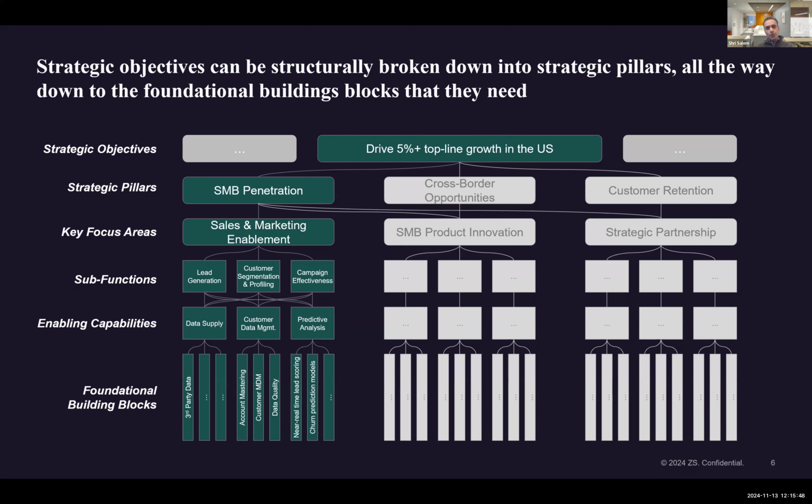So one of the objectives for this client was, okay, we need to drive 5+% top line growth in the US, right? And the levers that were responsible for driving that would include small and medium business penetration. So that was a customer segment that they wanted to go after. They were also looking at some of the cross-border opportunities, right? So US to Canada, for example. They were looking at customer retention as a potential lever to drive this top line growth.